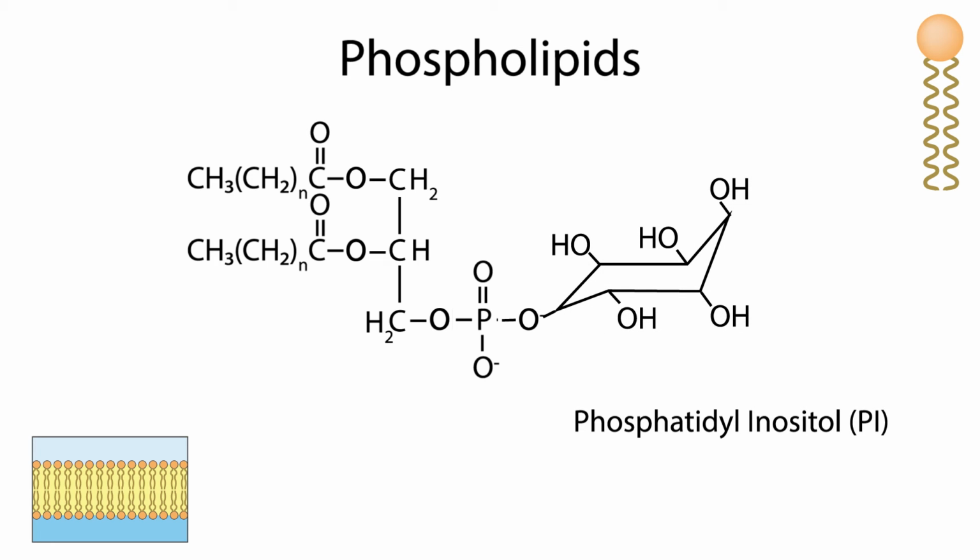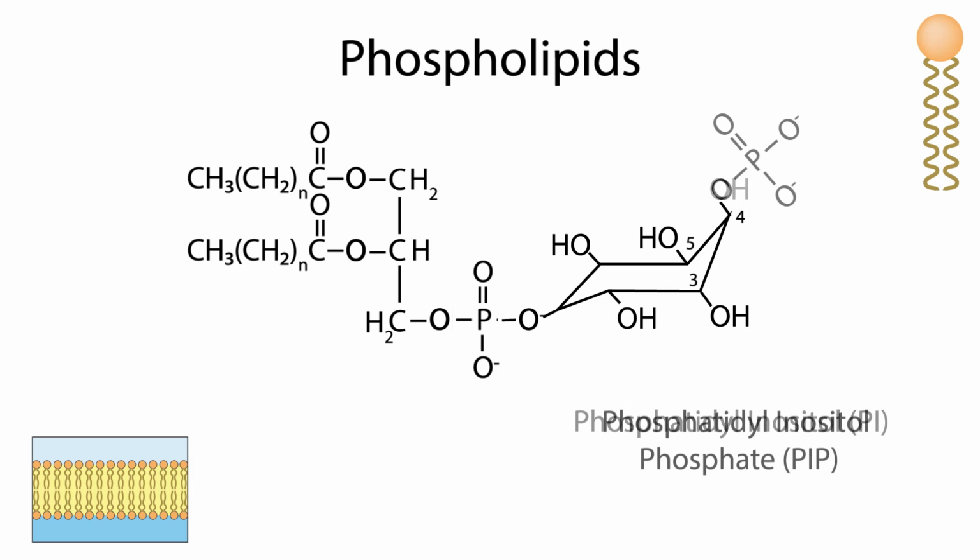Inositol is a cyclohexane ring with a hydroxide on each carbon. When esterified to the phosphate, it forms phosphatidylinositol. The numbering of the carbons in the inositol rings is important and begins at the esterified carbon. Carbons 3, 4, and 5 can be phosphorylated. Each phosphorylation is important in a different context.